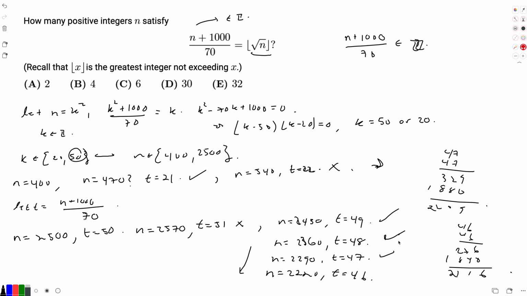Okay, so upon taking the square root of 2220, we see that we're actually going to be flooring down to 47. So this doesn't work, and so on, meaning that we only have these solutions. We can't forget 470, and then we also have 500 and 400, for a total of six, choice C, and we are done.